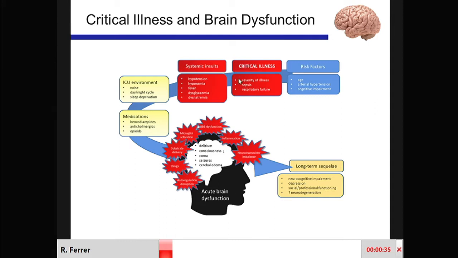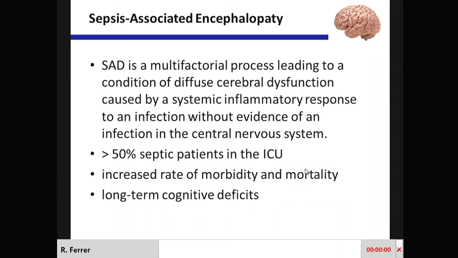Generally talking, in critical illness, but especially in sepsis, and especially in those patients who have risk factors, these systemic insults that appear in sepsis, fever, hypotension, changes in the glycemia, together with the aggressive ICU environment and the use of certain medication, especially benzodiazepines, cause those patients in the ICU to have acute brain dysfunction. The consequence is delirium, as you know, or decrease in consciousness, but some of those patients have long-term sequelae, so it's important.